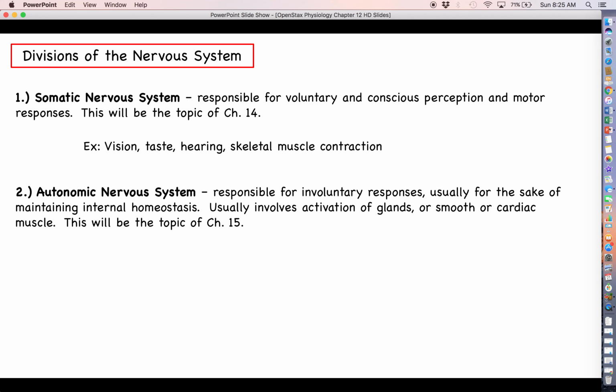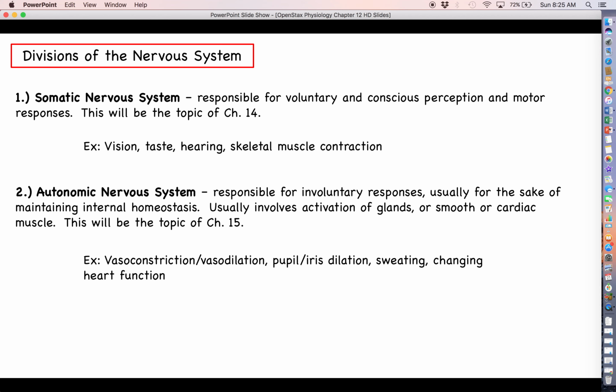These types of responses will usually involve the activation of glandular tissue, smooth muscle, and cardiac muscle, and this is going to be the major focus of chapter 15. So we will definitely talk about these things in good time.